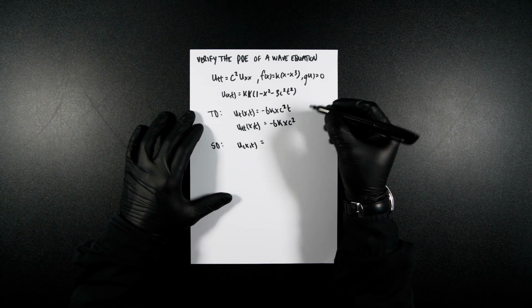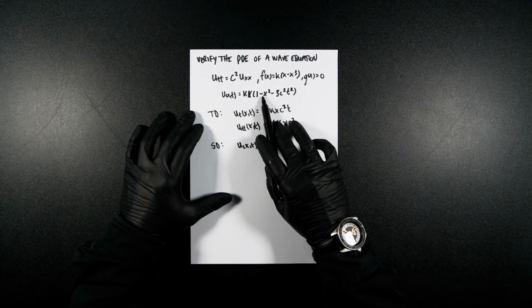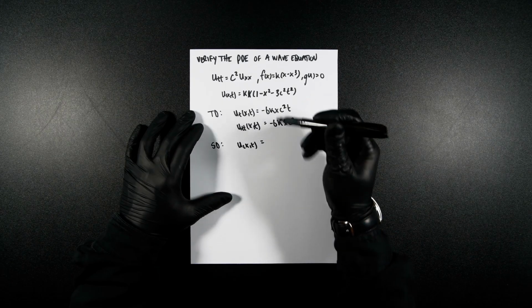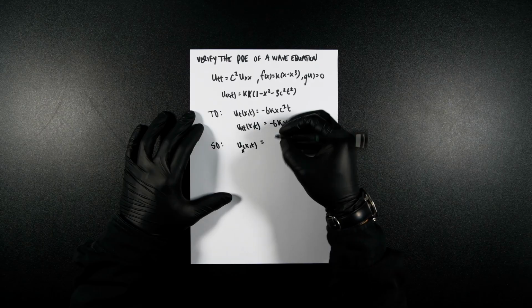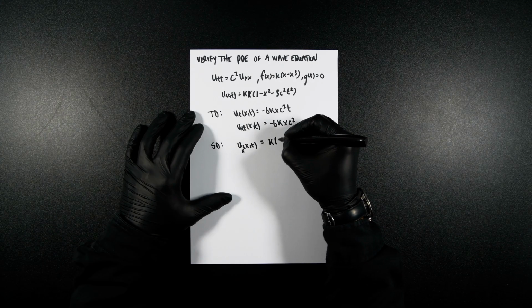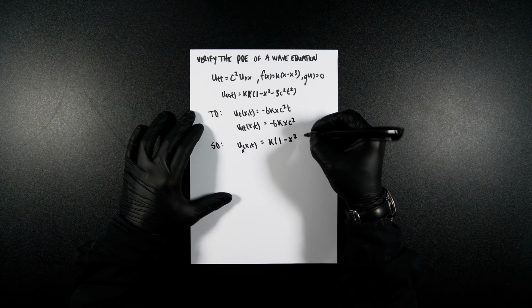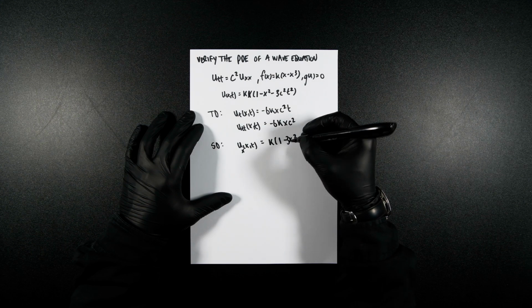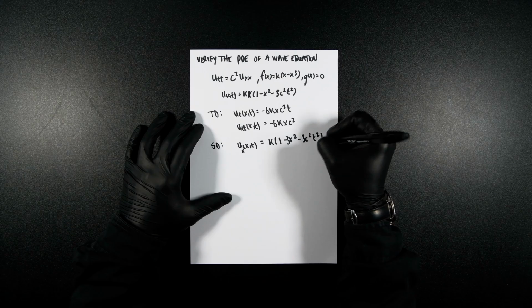u_x(x,t) is going to be, now we're differentiating all of this by x. So let's put this x back in. So it's going to be x minus x cubed minus 3xc squared t squared. And then let's do our first derivative. So that's going to equal k times 1 minus, that should be 3, 1 minus 3x squared minus 3c squared t squared.